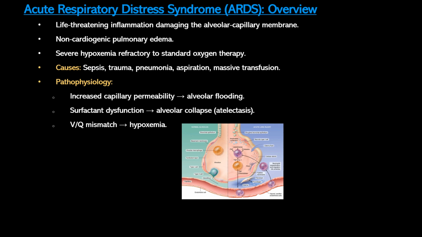Acute respiratory distress syndrome, or ARDS, is a severe life-threatening condition caused by widespread inflammation and damage to the alveolar capillary membrane. It results in non-cardiogenic pulmonary edema and profound hypoxemia, which is often resistant to standard oxygen therapy. Common causes of ARDS include sepsis, trauma, pneumonia, aspiration, and massive transfusion. The pathophysiology involves increased capillary permeability, allowing fluid to flood the alveoli, disrupted surfactant function, which leads to alveolar collapse and reduced lung compliance, and a ventilation-perfusion mismatch, which severely impairs oxygenation.